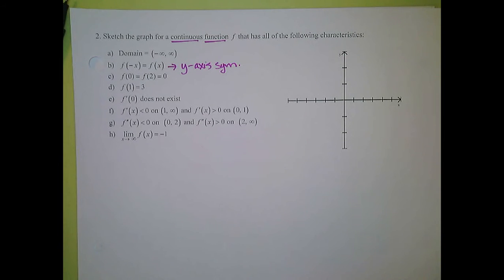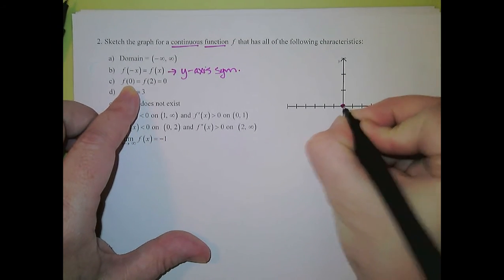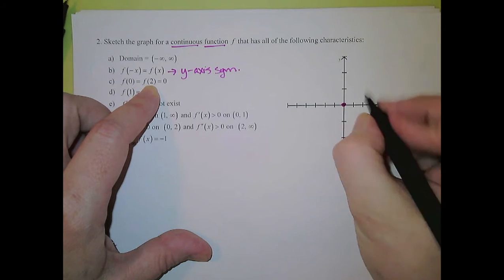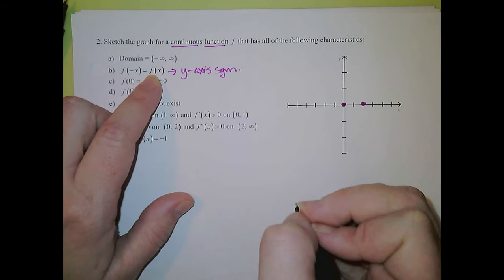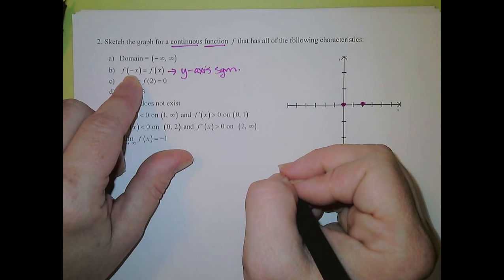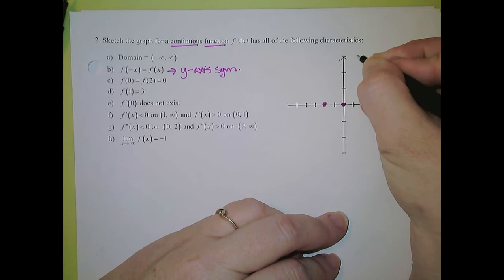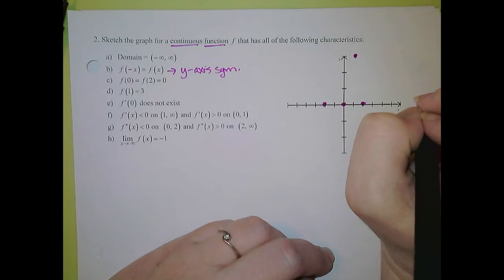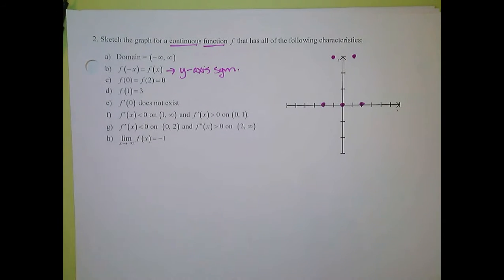They tell us that f of 0 equals f of 2, which is 0. Okay, so we can go ahead and plot those points. F of 0 is 0, so here. F of 2 is also 0, here. And if we want to, we can go ahead and tie that in with what we know from part B. This has y-axis symmetry. If f of 2 is 0, then f of negative 2 is also 0. So this point would also be a point on our graph. D tells us that f of 1 is 3. So we have the point (1, 3). And again, if f of 1 is 3, then f of negative 1 must also be 3 because of that y-axis symmetry.